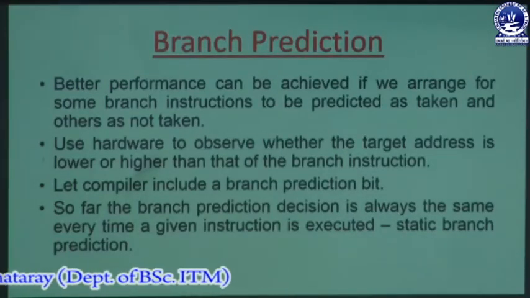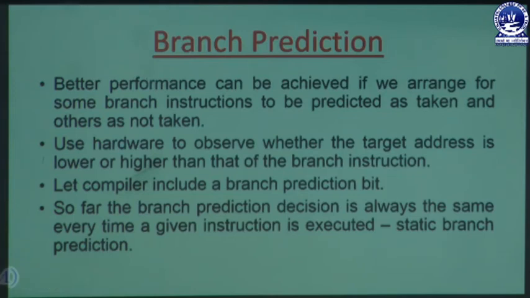Then next, better performance can be achieved if we arrange for some branch instructions to be predicted as taken and others as not taken. Because in the previous example we have seen that if we predict that the branch will not be taken and we are executing the instructions sequentially, then there may be some cases where the instructions after the branch instruction may be stalled. So, it is better to assume that some branch instructions are taken and some are not taken.